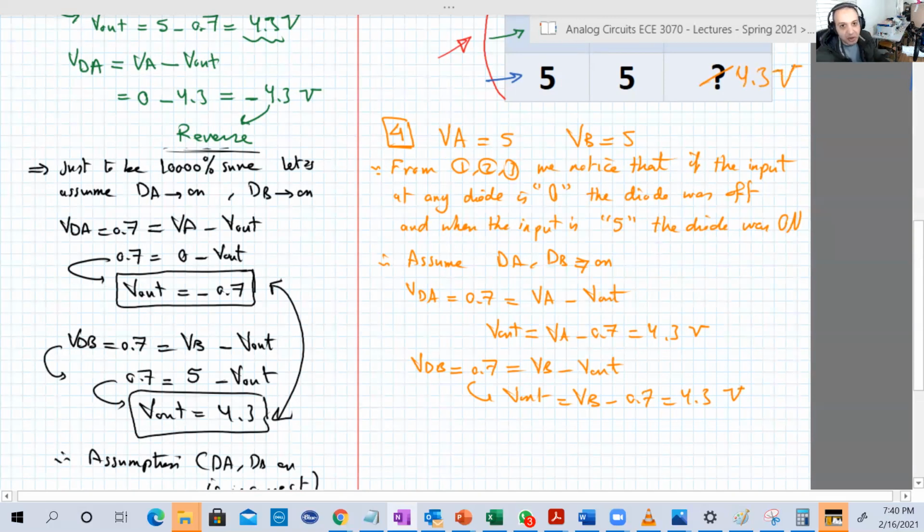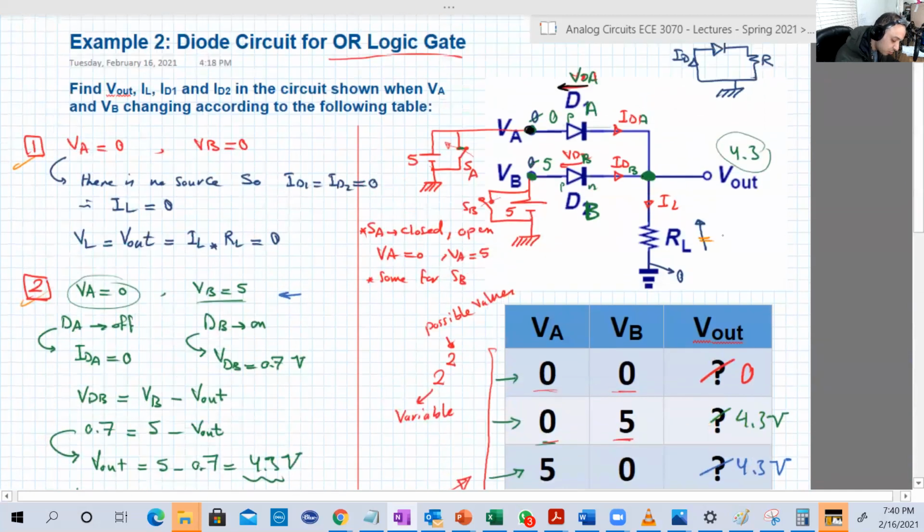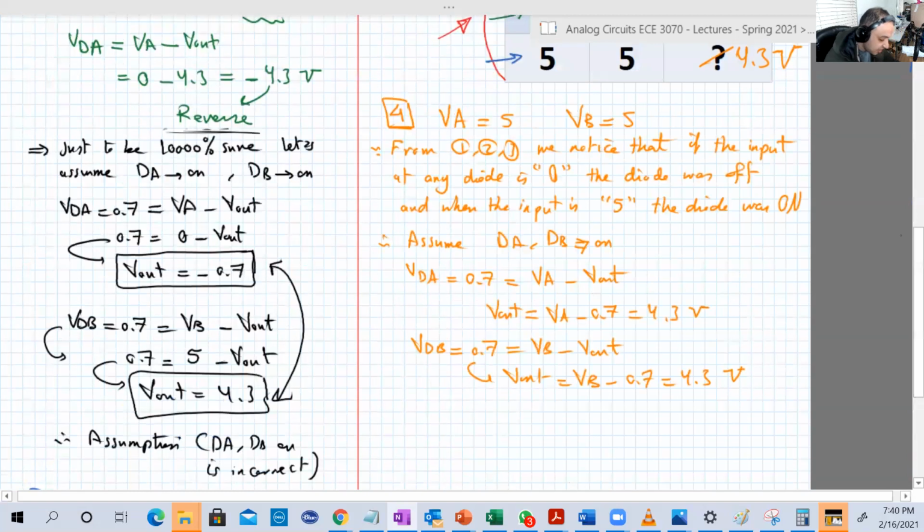Of course, we didn't calculate the currents, but you can calculate them in a very easy way. The resistance here is 1 kilo ohm. I just forgot to put the value, it's 1 kilo ohm. So you can calculate the current in a very easy way.